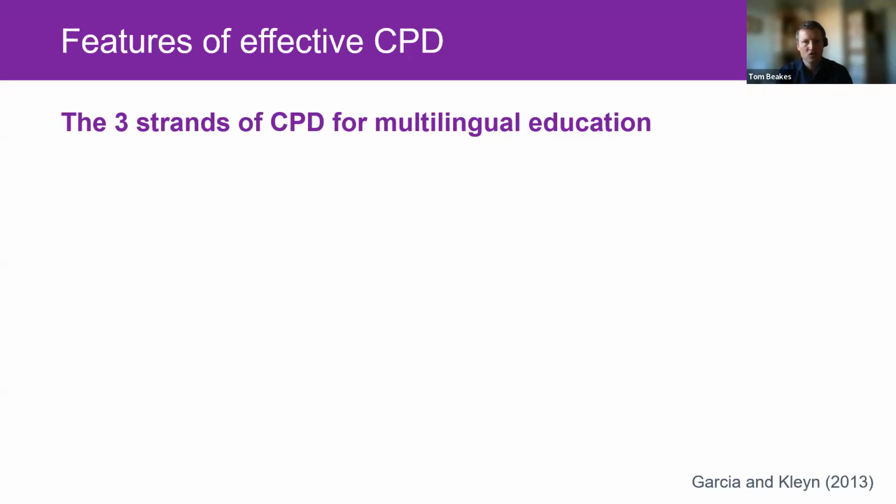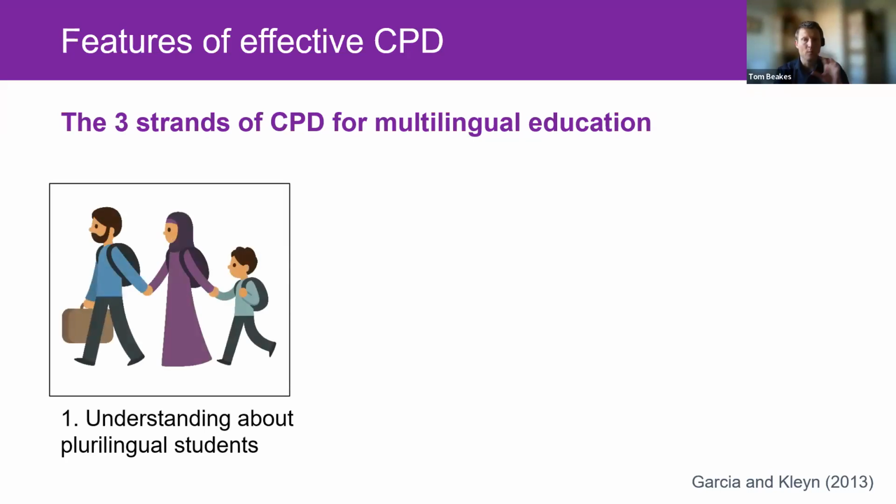They have 3 strands. Firstly, understanding plurilingual students and their families. This might involve things like cultural awareness training for staff if they're new to the host country culture of the school or the cultures of the students in the school, or just ensuring staff know where to find information on the EAL students that they are teaching.